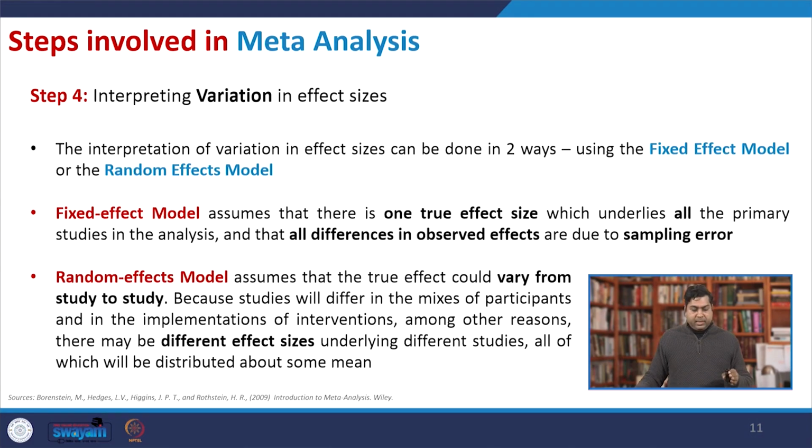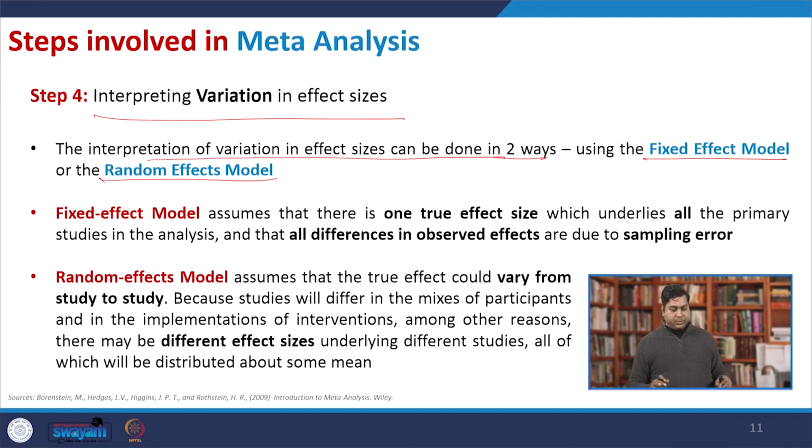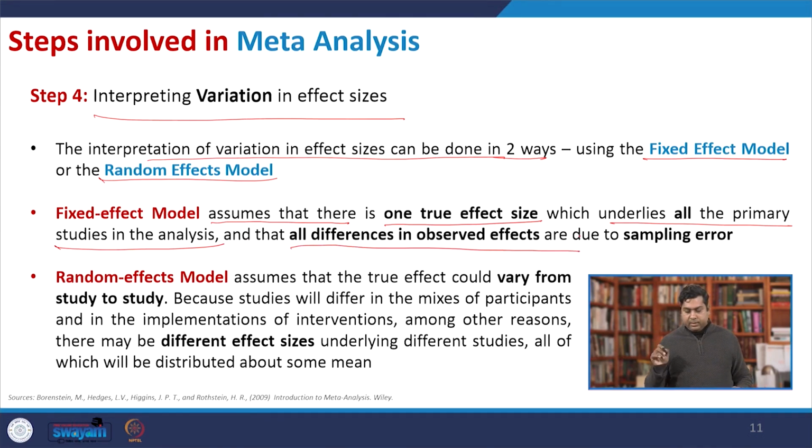Now, after that, step number 4 is interpreting variation in the effect size. The interpretation of variation in the effect size can be done in two ways, either using the fixed effects model or the random effects model. So, there are options to select. What is the fixed effects model? The fixed effects model assumes that there is one true effect size which underlies all the primary studies in the analysis, and that all differences in observed effects are due to sampling error. Random effects models, in contrast, assume that the true effect could vary from study to study.